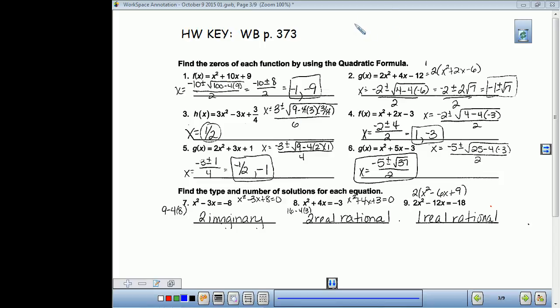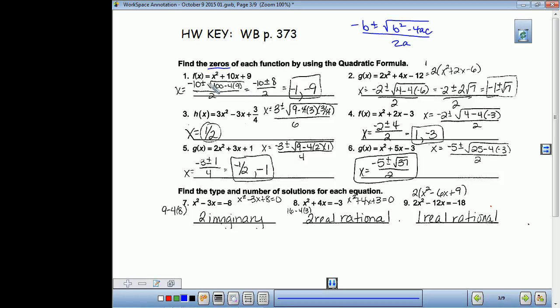Of these, we are basically plugging into that negative b plus or minus the square root of b squared minus 4ac all over 2a. So what does this give us? The zeros, because these are functions, right? And the zeros of the function end up being the x-intercepts of the graph, don't they?